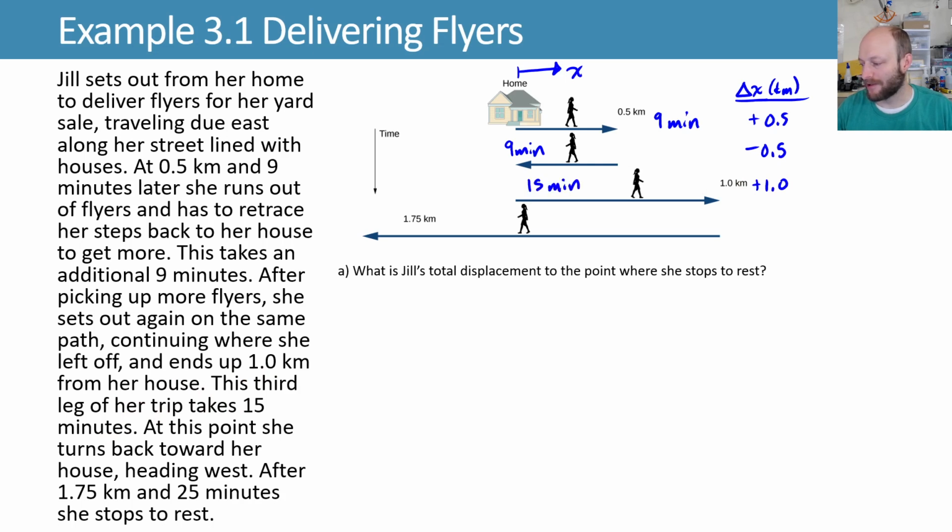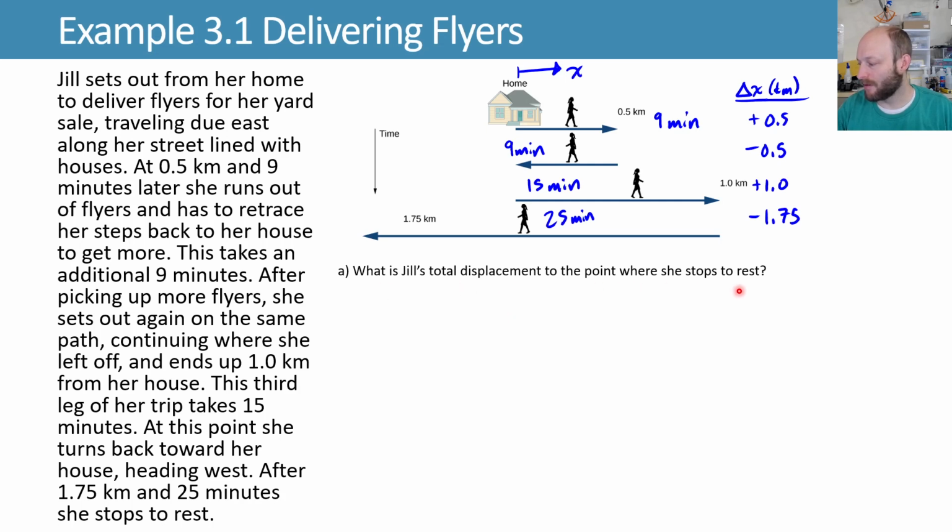It takes 15 minutes. At this point, she turns back toward her house, heading west, and after 1.75 kilometers and 25 minutes, she stops to rest. So finally, we have 25 minutes worth of travel that end up with a displacement from where she started at the beginning of that last leg of negative 1.75 kilometers.